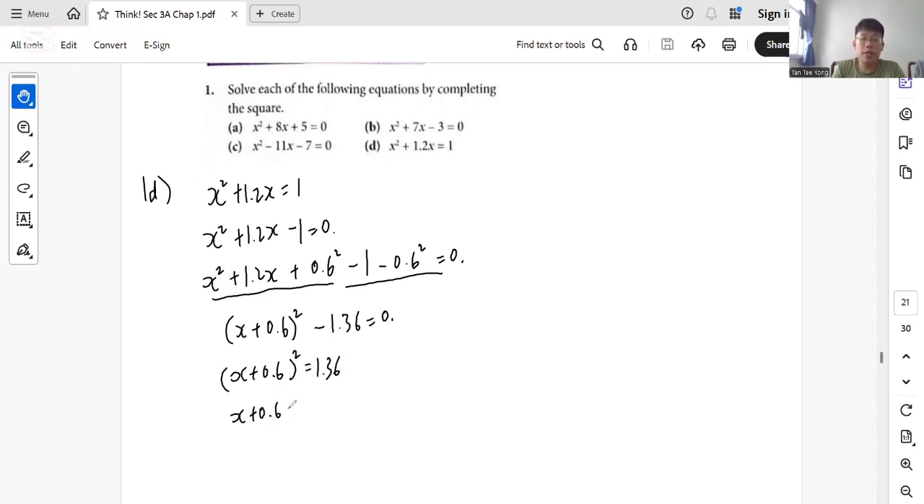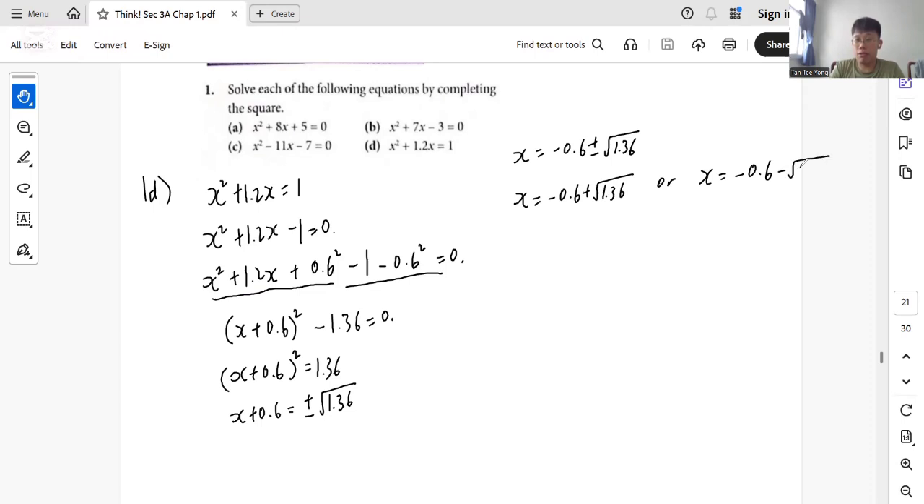x plus 0.6 equals to plus minus square root 1.36. So x equals to negative 0.6 plus minus square root 1.36. So x equals to negative 0.6 plus square root 1.36, or x equals to negative 0.6 minus square root 1.36. Then solve, right, using the calculator. So on the left is 0.56619, round off to 3SF, 0.566.